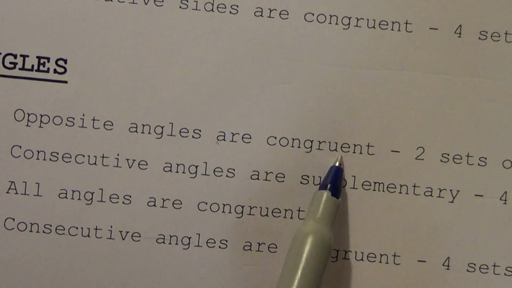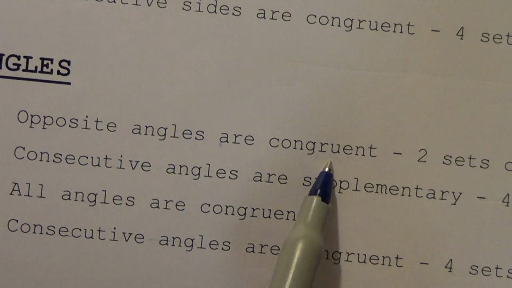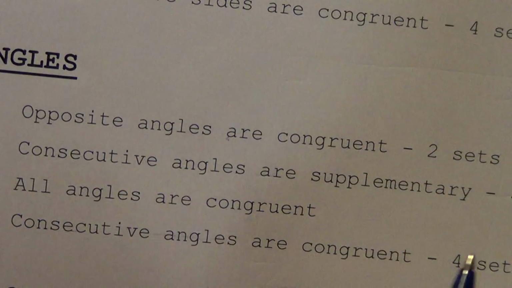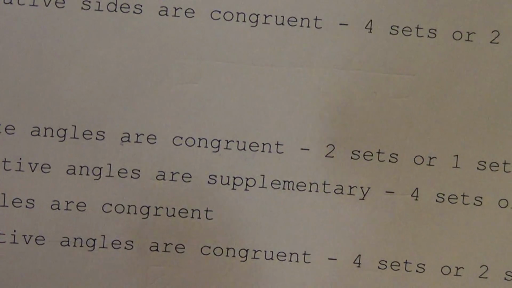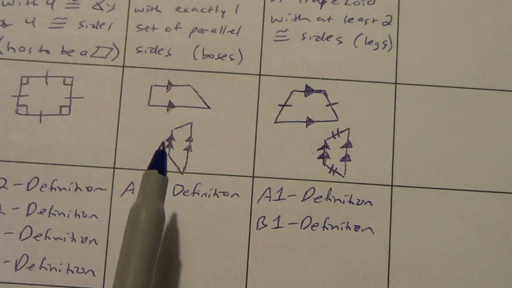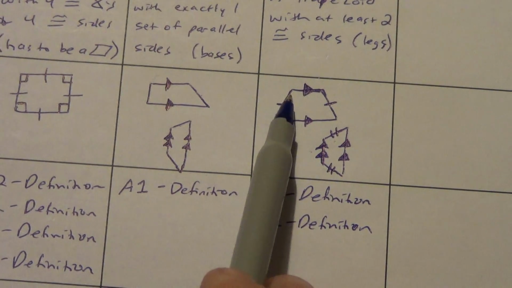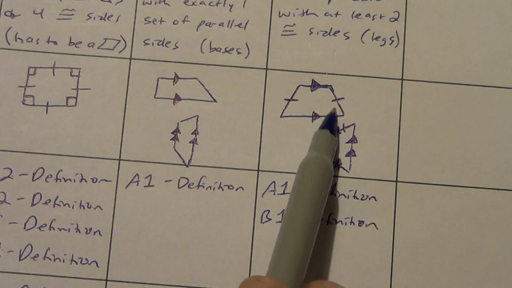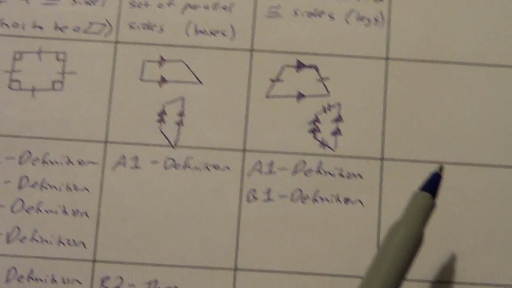Opposite angles are congruent? No. It wasn't true for normal looking trapezoids. I don't want to use the word regular, because regular has a very special meaning in geometry, but typical trapezoids like this one. You can see here that that angle right there is not going to be congruent to that angle down there. The opposite angles are not going to be congruent.